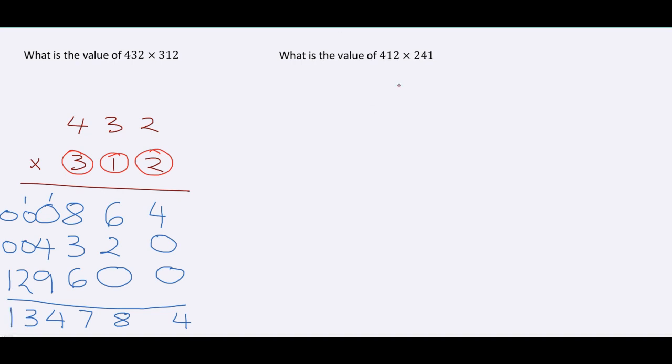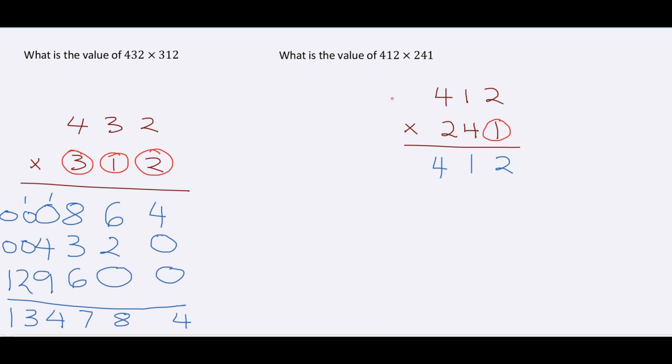So next example, we have 412 multiplied by 241. So we're going to start from the right hand side on the multiplier. So 2 multiplied by 1, we have 2. 1 multiplied by 1, we have 1. 4 multiplied by 1, we have 4.